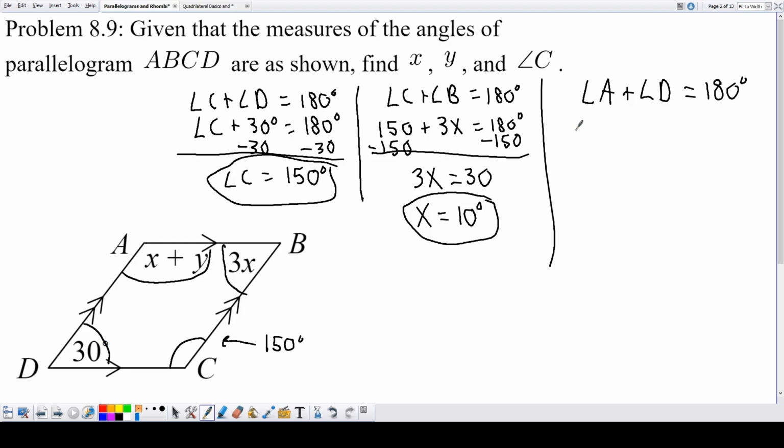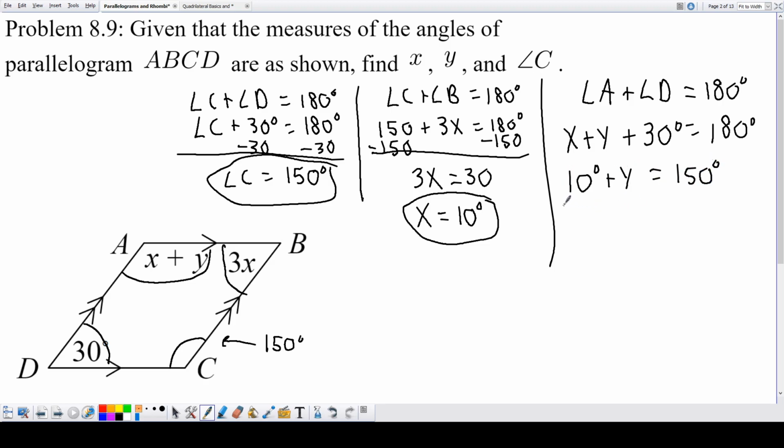And the angle at A is x plus y. The angle at D is 30 degrees. That's equal to 180. So I'm going to replace the x with 10 degrees. We have our y. If I subtract 30 on both sides, we have 150 degrees.